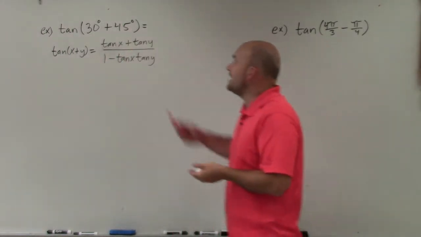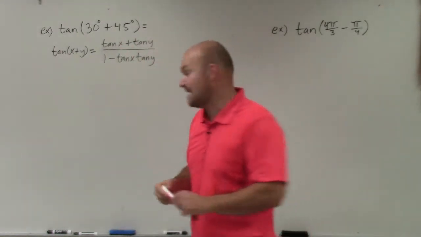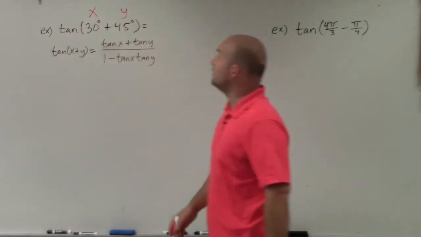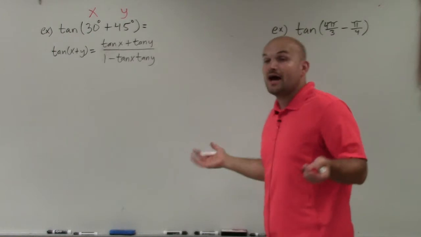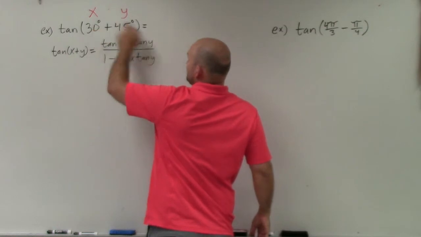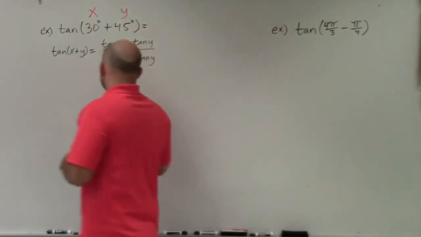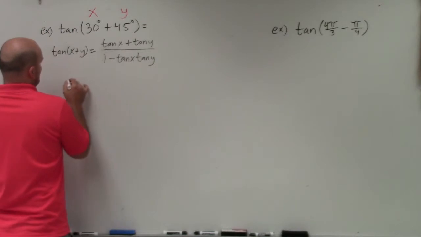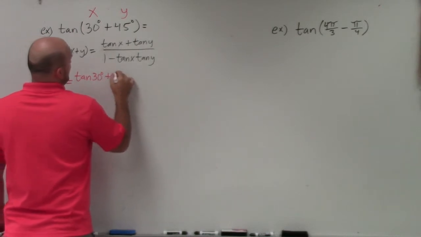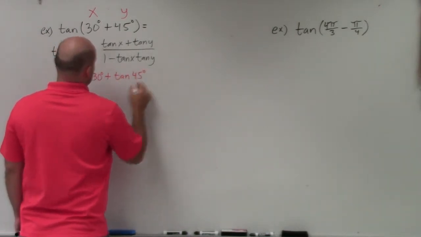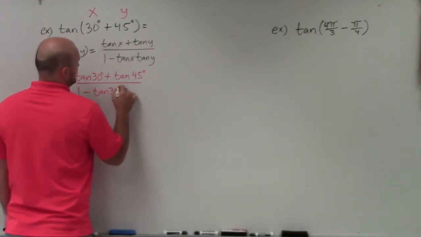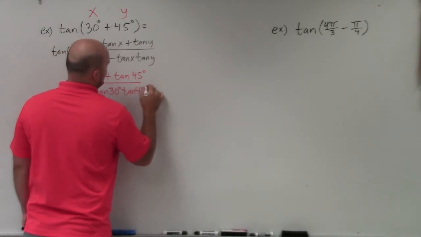So now what we notice is, again, we have two angles, x and y. So we need to find an x and a y angle. Just like we did for sine and cosine, I'm going to label my two angles, one x and one y. Then all we're going to do is plug in, replacing x with 30 degrees and y with 45 degrees. So that's going to look something like this. I have the tangent of 30 degrees plus the tangent of 45 degrees, divided by 1 minus the tangent of 30 degrees times the tangent of 45 degrees.